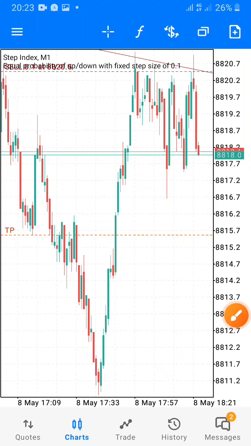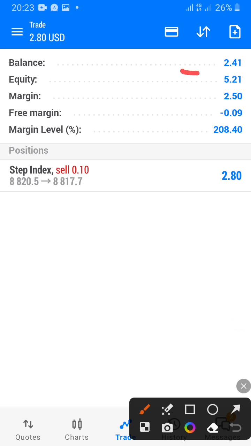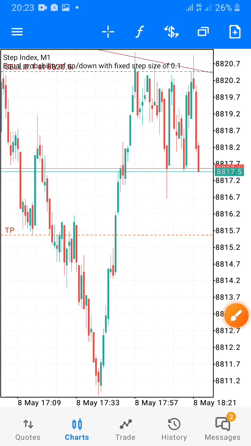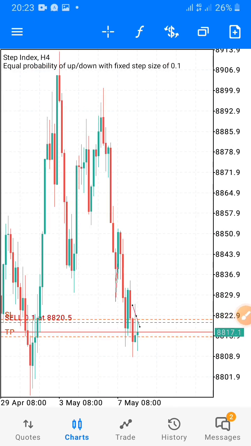Let's grow our other small account. As you can see here, I'm having this $2 account and I'm running at $5 equity already because I took a trade on step index. And as you can see, step index on a 4-hour time frame looks very bearish.